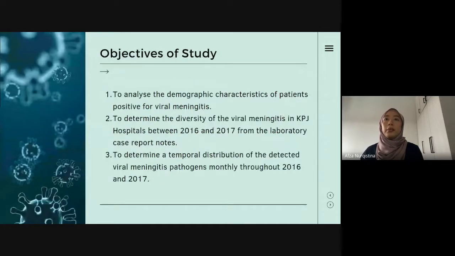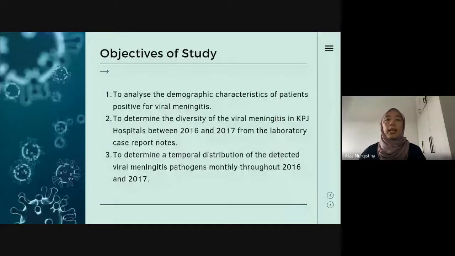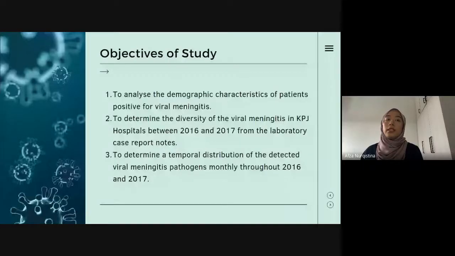So moving on to the objectives of my study. The first one is to analyze the demographic characteristics of patients positive for viral meningitis. The second one is to determine the diversity of the viral meningitis in KPJ hospitals between 2016 and 2017 from the laboratory case report notes. And the last one is to determine a temporal distribution of the detected viral meningitis pathogens monthly throughout 2016 and 2017.